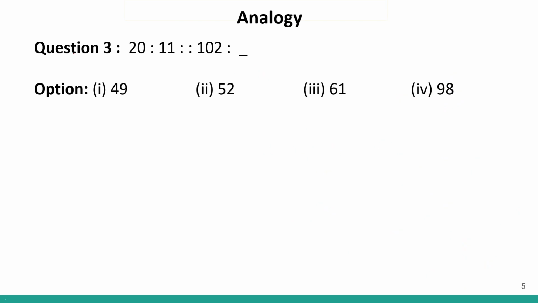Clear? Question number 3. We have 20, 11, 102 and we have to find the missing element. So first we have to identify the relationship in pair 1 and then we have to use the same exact relationship in pair 2. So between 20 and 11, I can clearly see this is division by 2 plus 1. Correct? Division by 2 plus 1. So let us do the same thing over here. Division by 2 plus 1.